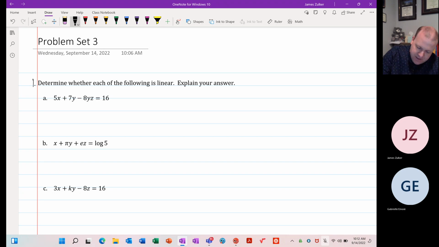So this equation, right, it's 5x plus 7y minus 8yz equals 16. So this is not linear, right? Because we have a negative 8yz term. Right, so remember, to be linear, it has to be a single variable, and what you're being multiplied by is a constant, right? So it would have to be of the form, in this case, ax plus by plus cz is equal to some constant d.